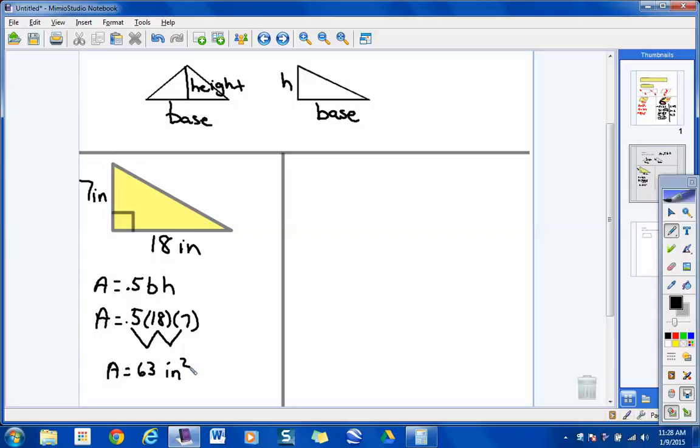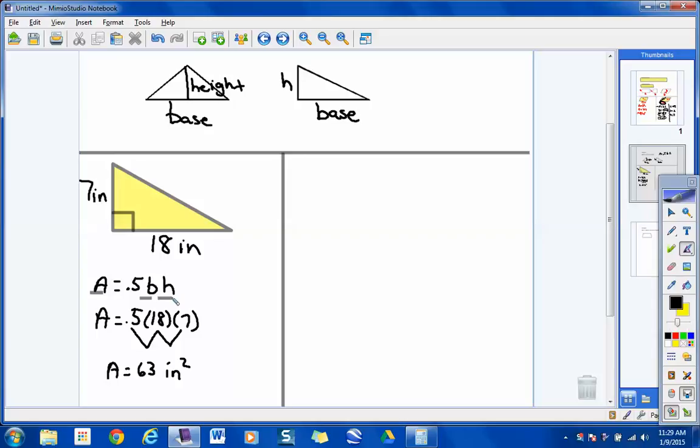Well, I'm going to get tricky with this one. I'm going to draw another triangle right here. How many unknowns are, by the way, in this formula? You need to know an area, you need to know a base, and you need to know a height, right? Aren't those the 3 variables in that formula? A, B, and H?